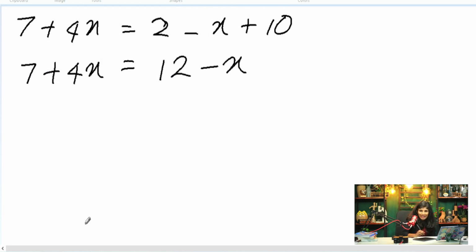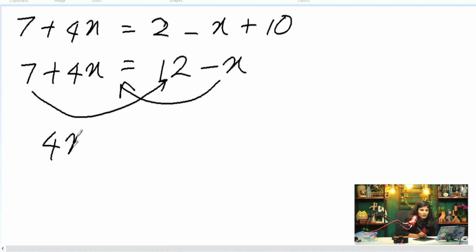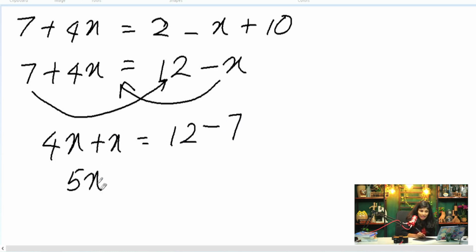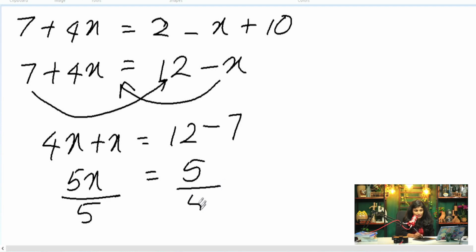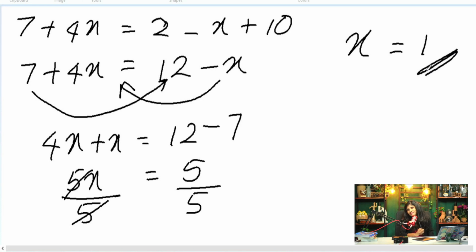Now we will carry the negative x to the other side and 7 to the right hand side. Okay. 4x plus x equal 12 minus 7. 4x plus x means 5x. 12 minus 7 means, yes, that is also 5. Divide both sides by 5. 5 cancelling out. Only x is remaining. x equals 1. Okay, that's it. Very easy.